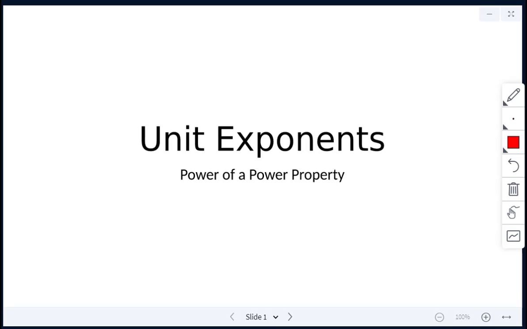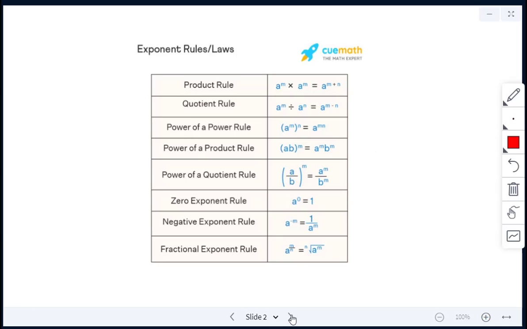All right, so today in our unit on exponents, we're looking at the power of a power law, or the power of a power property, or the power of a power rule. Just going through all these rules that we've looked at so far, we are here: the power of a power rule.